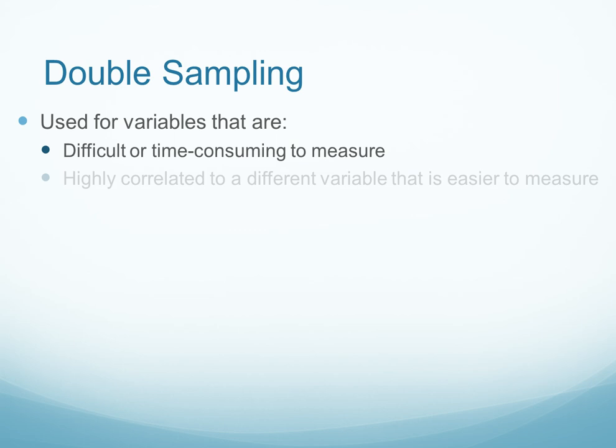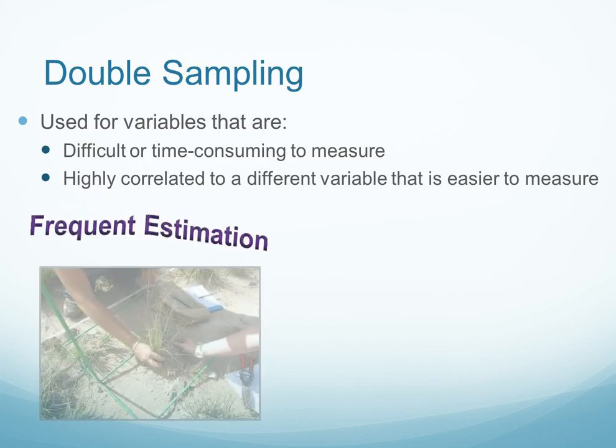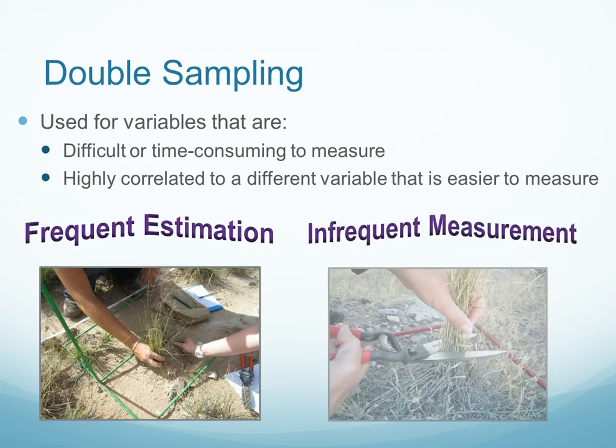Double sampling is a sampling approach that is used for variables that are either time-consuming or difficult to measure, but they have the quality that they are highly correlated to another variable that is easier to measure. The principle behind double sampling is that we frequently estimate and infrequently measure.